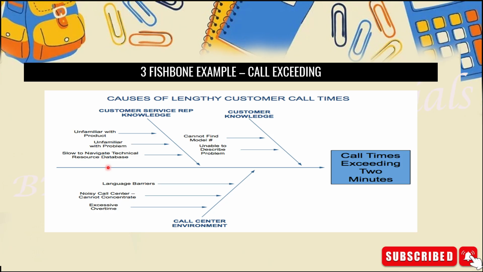The third point we have observed is technical resources and database. If something related to technical is not getting fixed, definitely the call will get extended. Second, what we have understood is customer knowledge. The customer is not able to identify anything, he is not able to do a proper research, anything as such, then definitely the call will get extended.